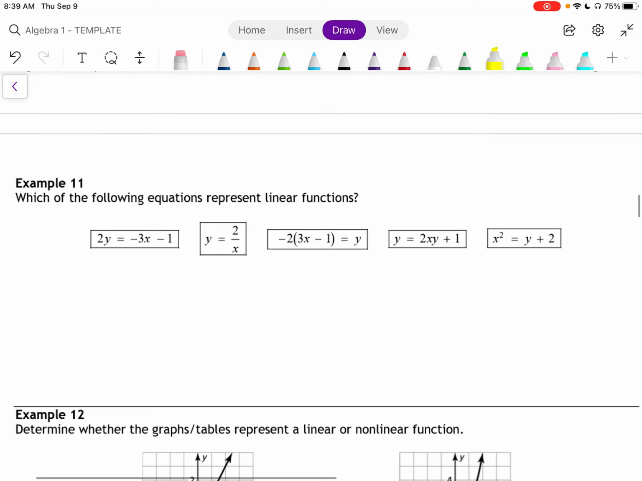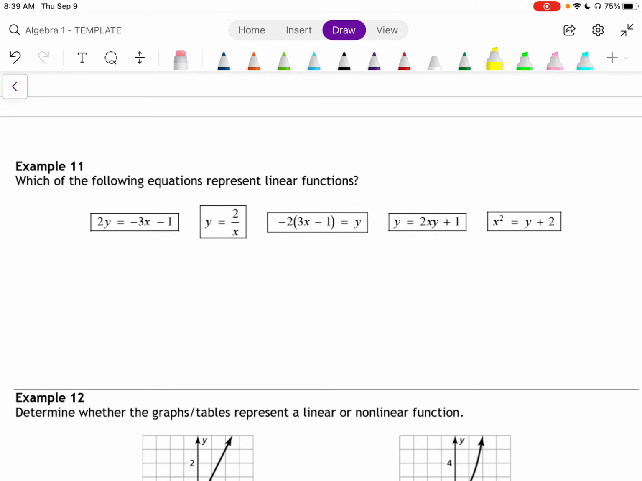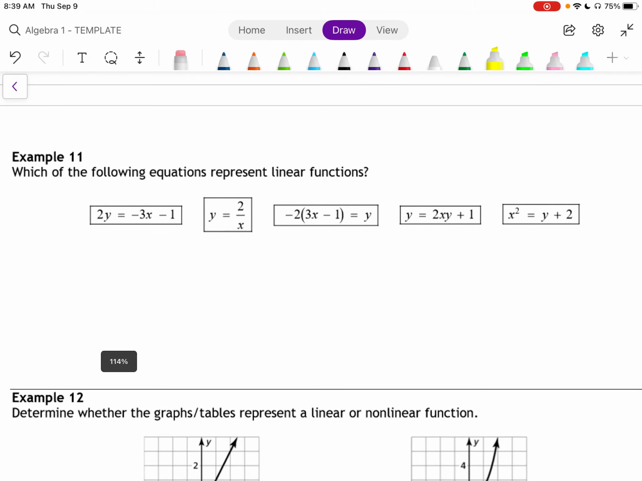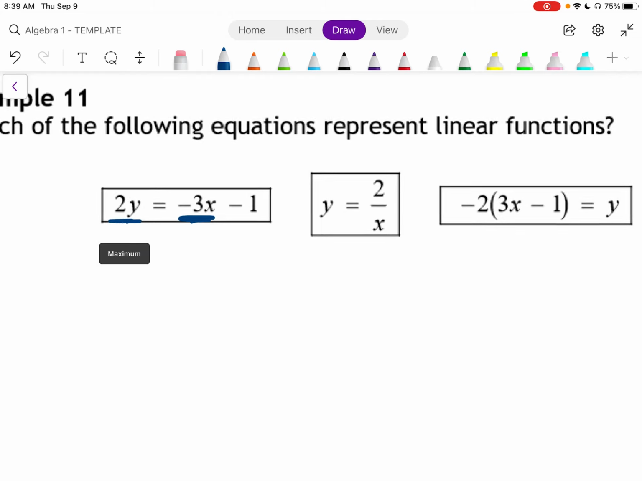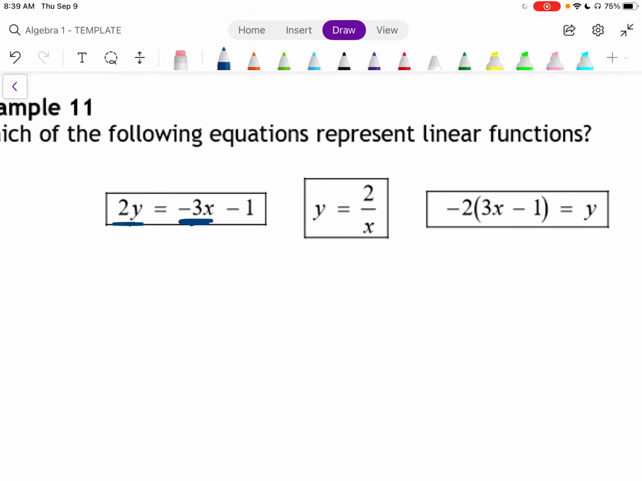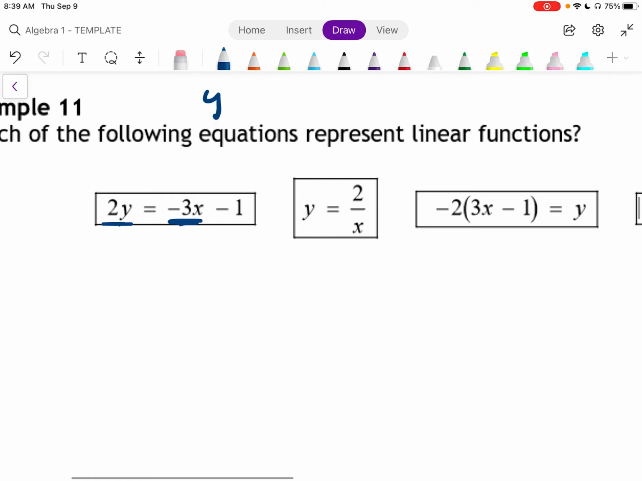All right, next page. Which of the following equations represent linear functions? So what we're going to be looking for here is the y and the x, and they have to be able to be written in the form y equals mx plus b. Notice that the y and the x are on other sides of the equal sign. They're not multiplied together. And then there can be something that's added there.